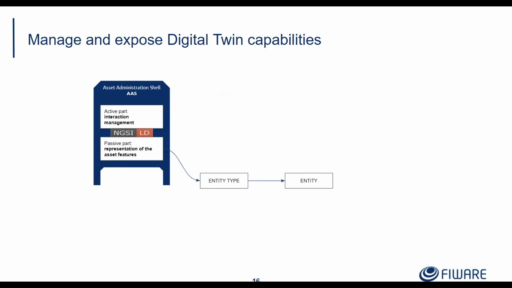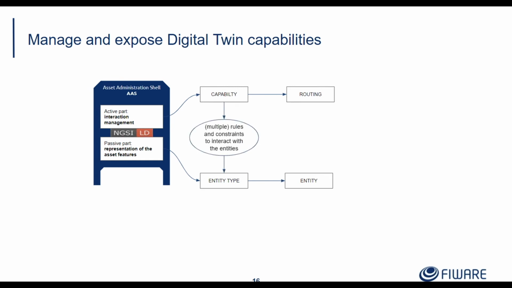with the digitalized assets. And here, one of the main concepts is the concept of capability and routing that can be combined to interact. And the concept of capability is mainly implementing rules and constraints to describe what is possible to do with a given entity type. And the routing concept is a scenario combining the capabilities that is applied to a given set of entities.